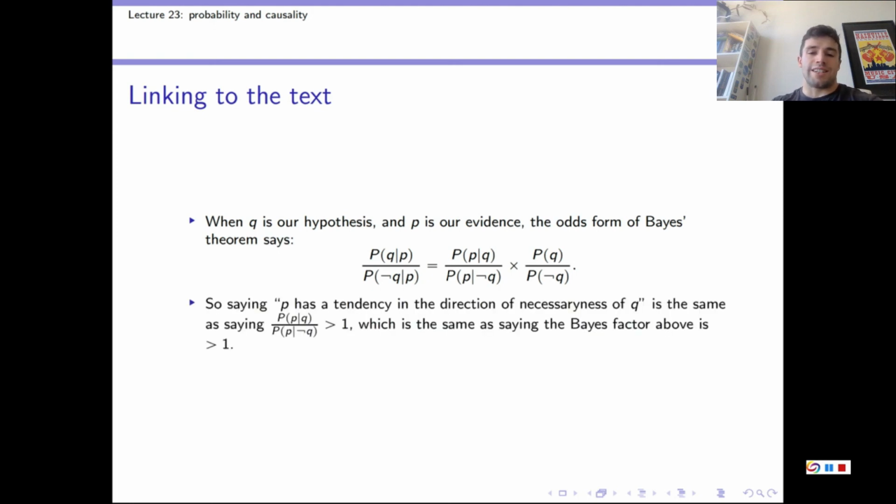So if we compare the Bayes factor here to the definition of tending in the direction of necessariness this time, we see that the inequality in the definition is satisfied just in case the Bayes factor, when Q is our hypothesis and P is our evidence, is greater than 1. And that's why the book suggests this definition. It is satisfied just in case, again, your evidence carries some sort of weight, even if, by what we said before, it's only very weak.